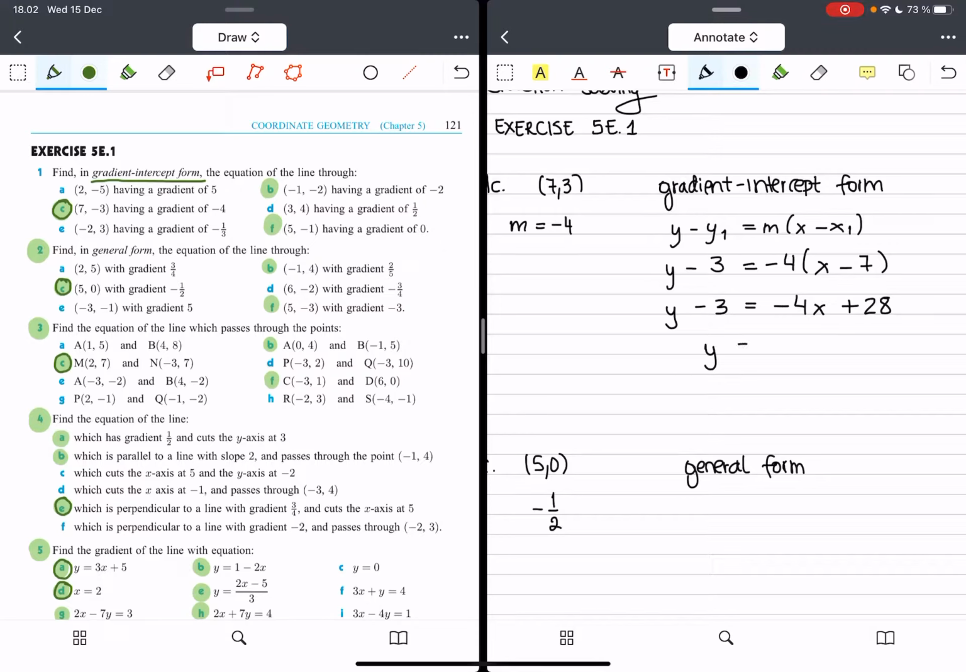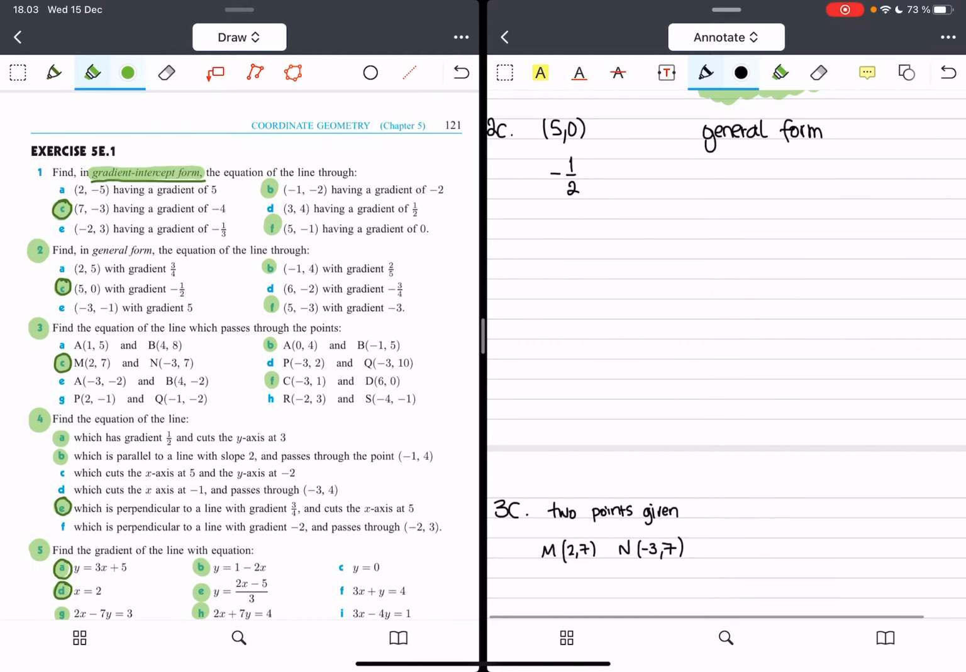And then you move the negative 3 to the right-hand side, so it becomes plus 3. So y equals negative 4x plus 31. And this is the answer. From here you can see that the gradient is negative 4 and that the intercept is 31. And this is exactly the gradient intercept form that we were asked for.